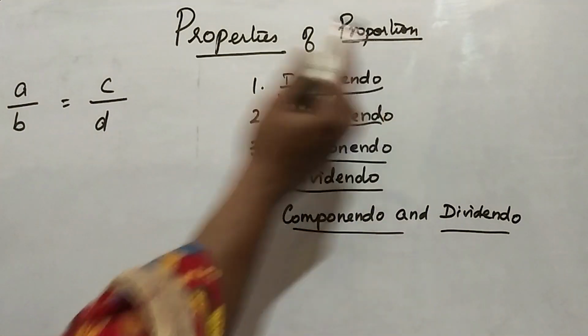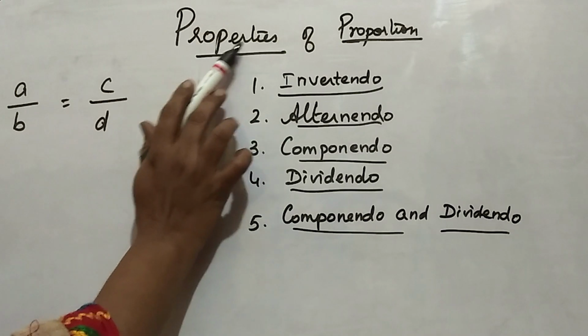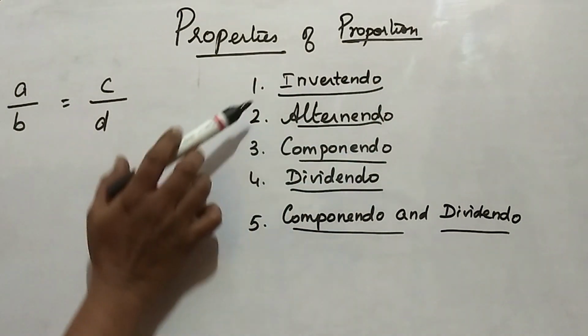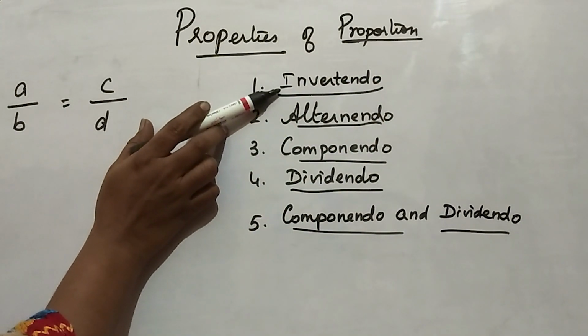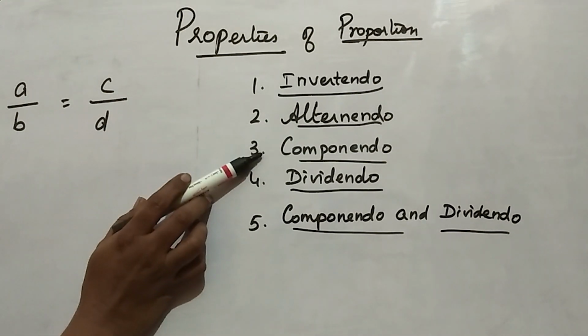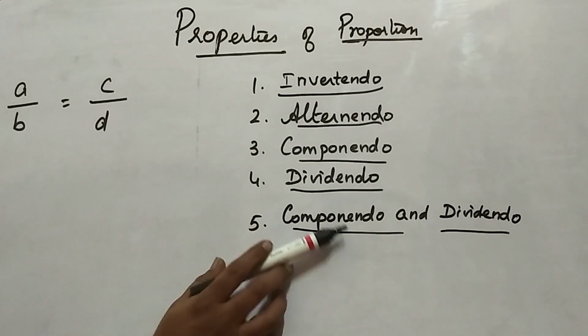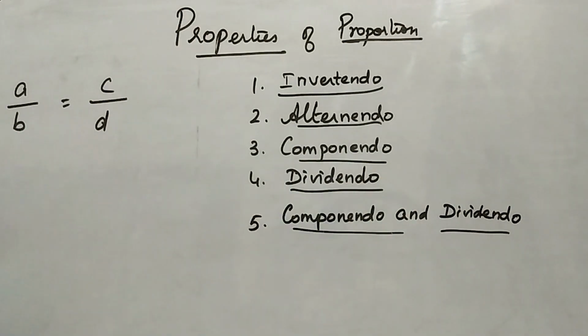Properties of proportion. Very important thing. Properties of proportions. First one, invertendo. Second, alternando. Third, componendo. Fourth, dividendo. And fifth, componendo and dividendo.